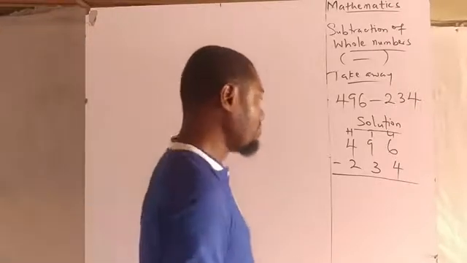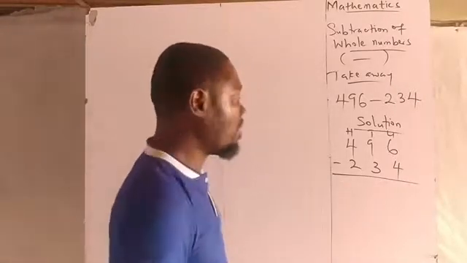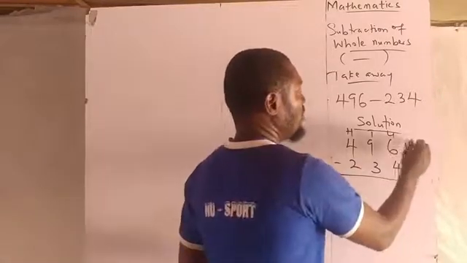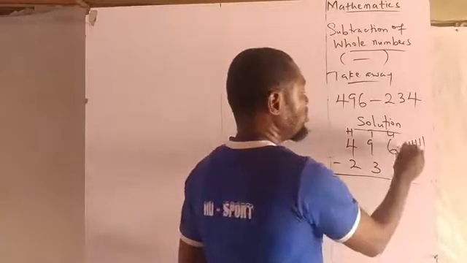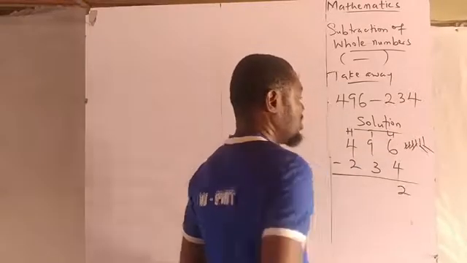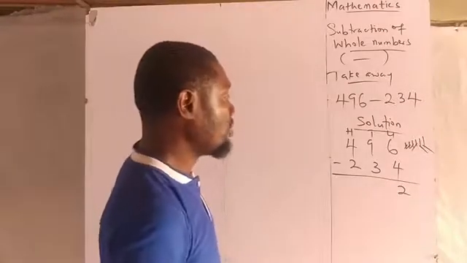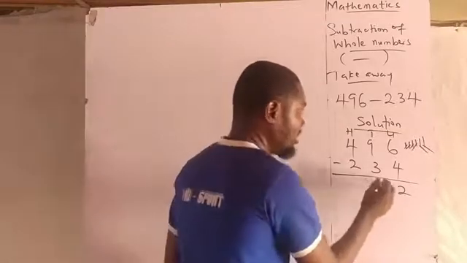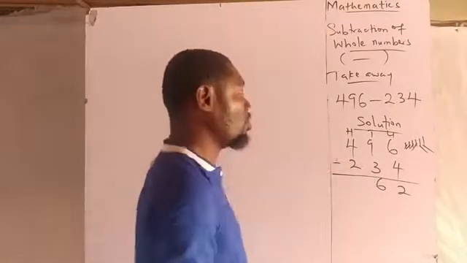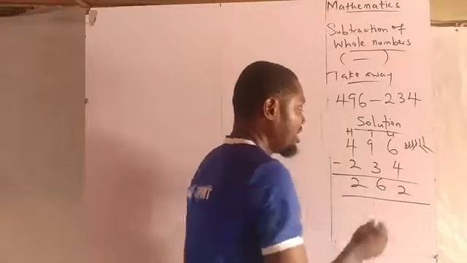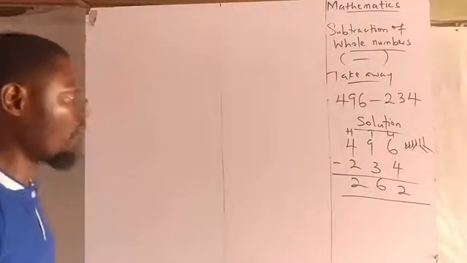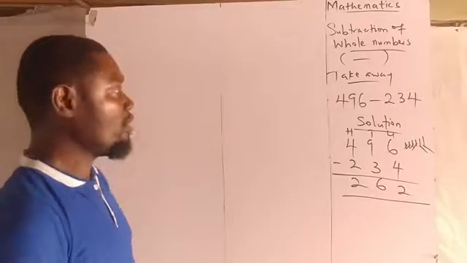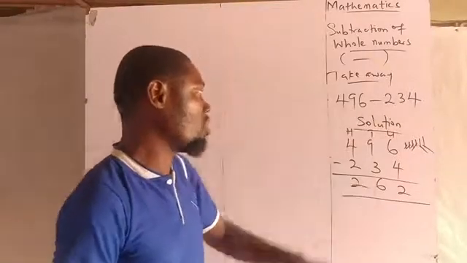Now, do your takeaway. Put your operational symbol. 6 take away 4. You want to count your 6, count your sticks. 1, 2, 3, 4, 5, 6. Take out 4 sticks. 1, 2, 3, 4. You're left with 2 sticks. So 6 take away 4 is 2. And 9 take away 3. Take out 3 sticks out from 9. Your answer is 6. 4 take away 2 is 2. Your answer is 264. So if you take out this number from this is what you're going to have.